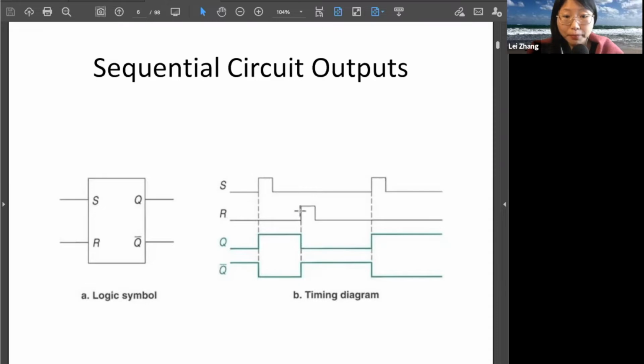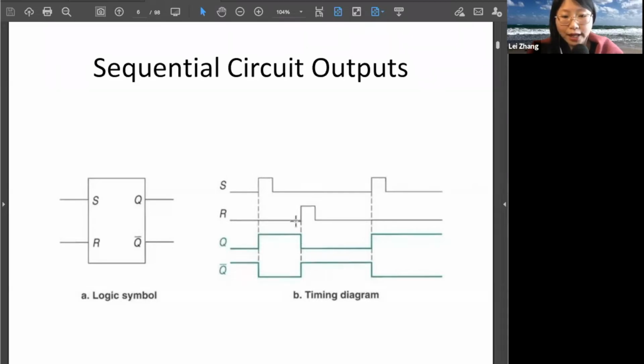At this time point, R is set to 1. R is the reset input, so if R is 1, Q is reset to 0. Correspondingly, Q naught is reset to Q's complement, that is 1. When you are asked to work out a timing diagram, to do it easily, you just figure out Q's value first. Then as the last step, you just take the complementary value of Q.